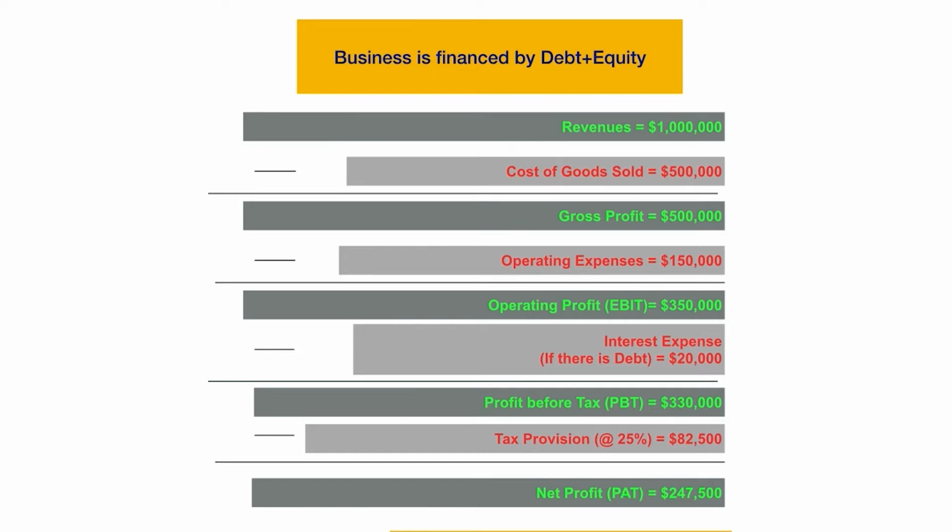What does that mean? You subtract the interest expense from the operating profit of $350,000 to arrive at the profit before tax of $330,000, and then you apply the tax provision. I have assumed a 25% tax rate. So you apply the tax provision of 25% on that PBT of $330,000 to get a tax provision of $82,500. So the business has to pay a tax of $82,500 to the government. After doing that, the net profit is basically 330,000 minus 82,500, which results in a net profit of 247,500.